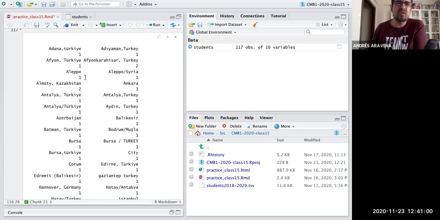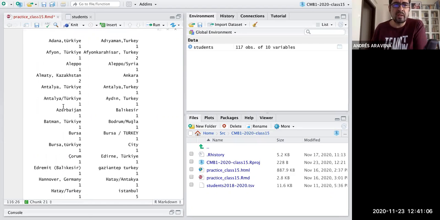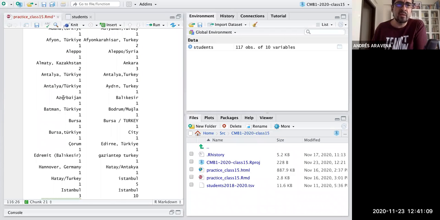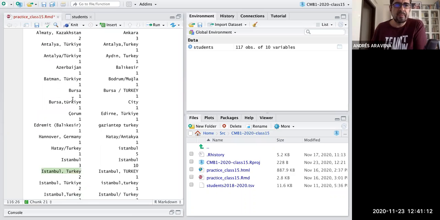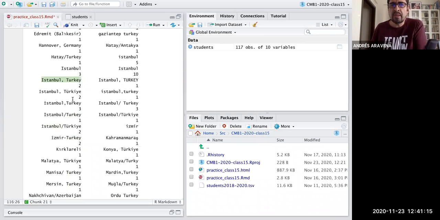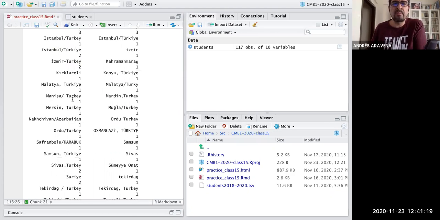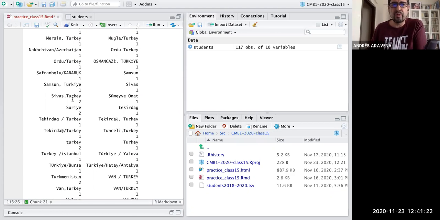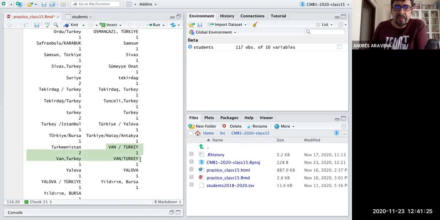And let's make it like this. Aleppo, Syria, and they say Azerbaijan here, we don't know the city. So we will tidy this up so we can make a more correct analysis. You see that, for example, here, these three mean the same thing, but we have to be coherent. That is the point. We have to be coherent. And the lesson is this. The best way to guarantee that you are going to be coherent is to prepare the question in a correct way.